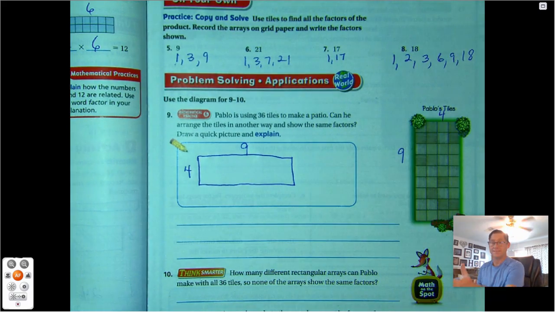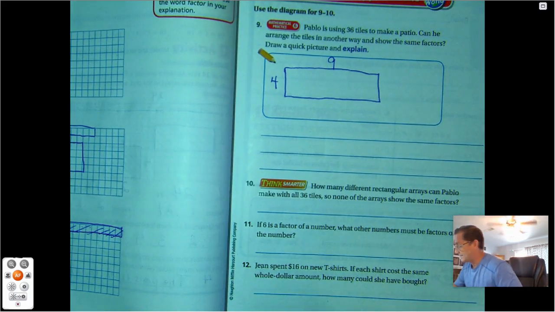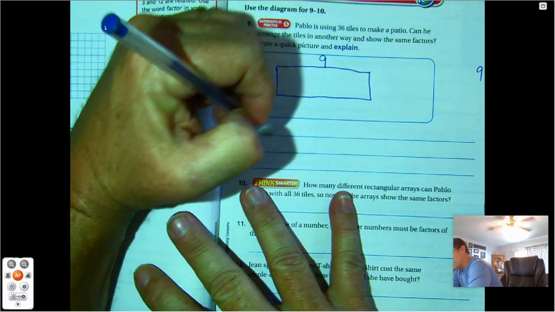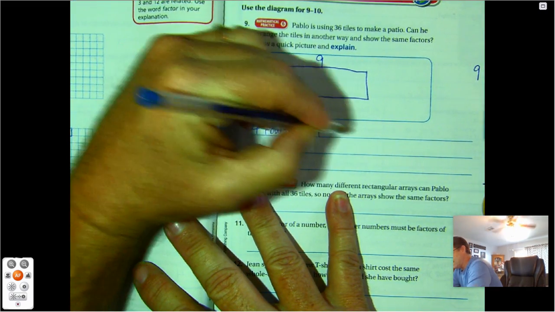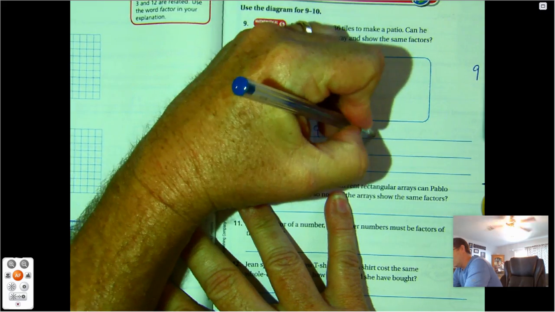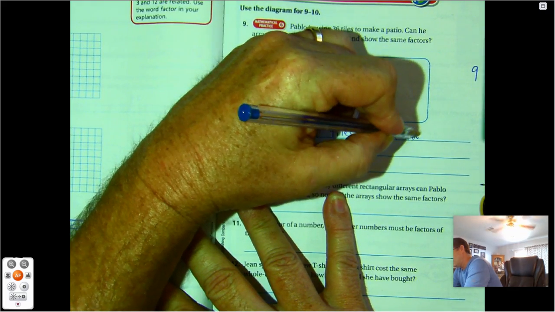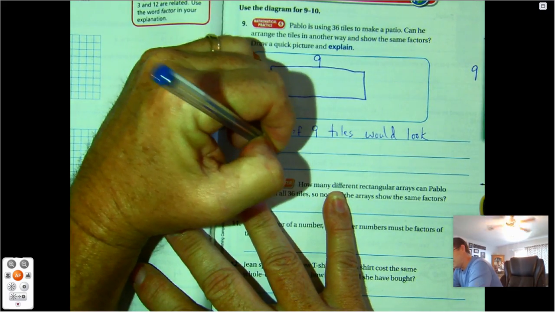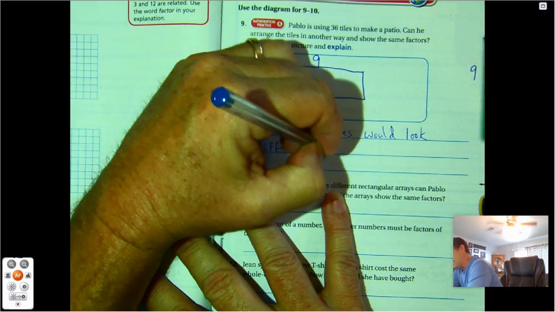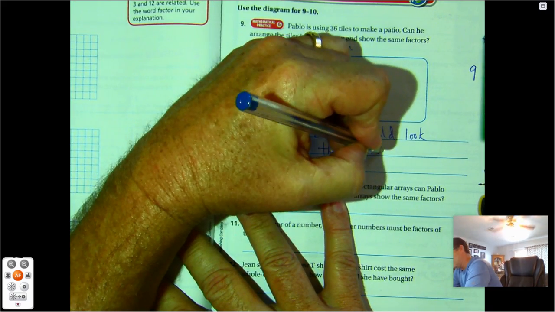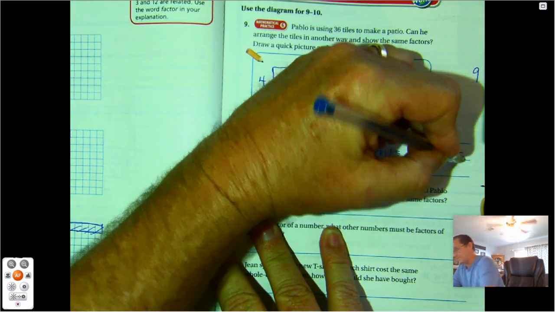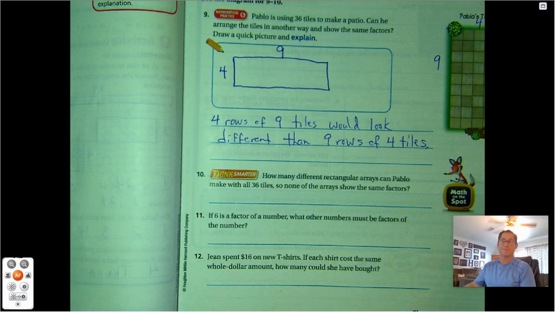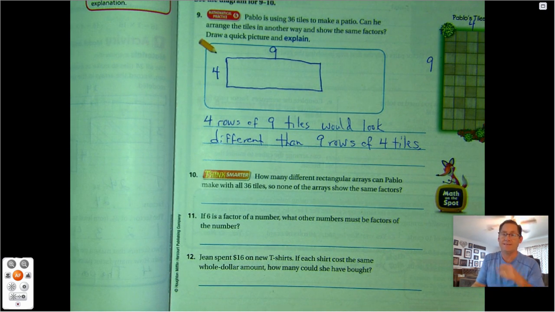And it says, explain. Okay, so 4 rows of 9 tiles would look different than 9 rows of 4 tiles. All right, so number 10. How many different rectangular arrays can Pablo make with all 36 tiles so none of the arrays show the same factors?